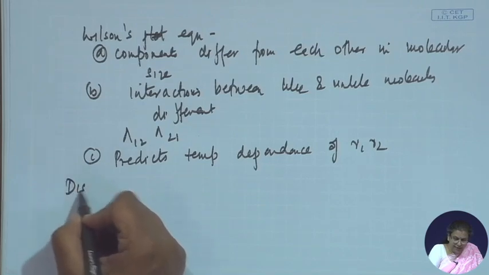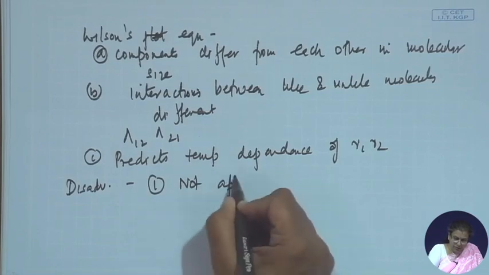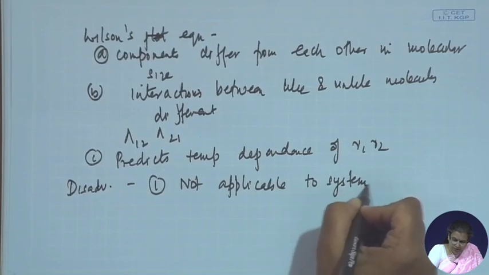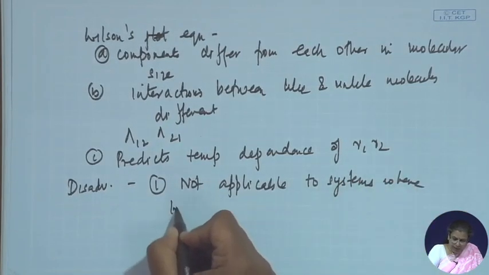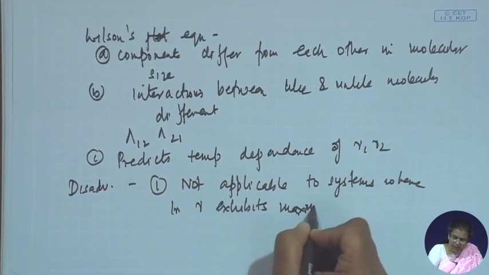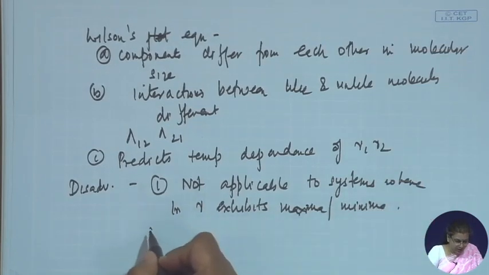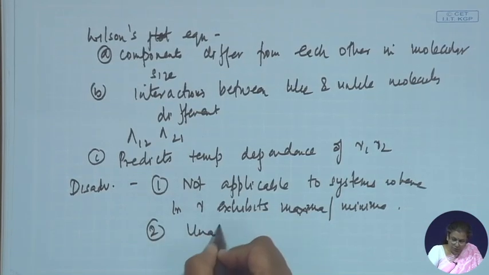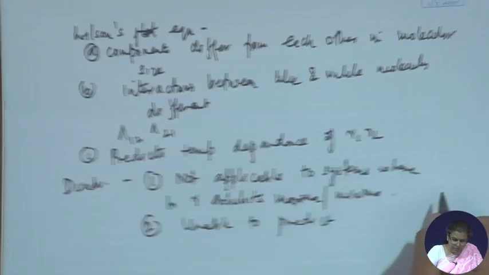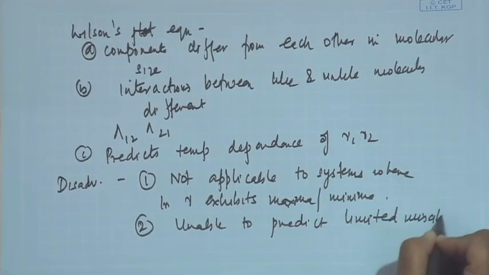The only disadvantage which it has is it is not applicable to systems where ln gamma exhibits maxima or minima. This particular aspect we will be dealing with separately after we have finished dealing with the normal situations, and it is also unable to predict limited miscibility. These are the drawbacks of the Wilson equation.